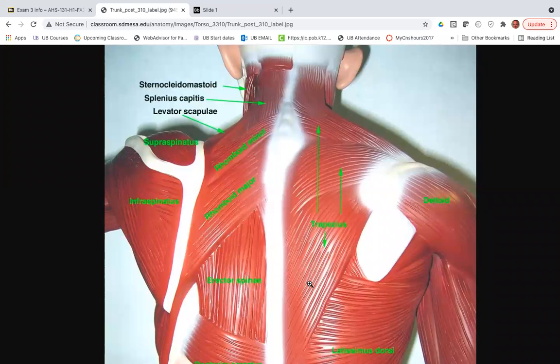And that kind of makes sense, right? I mean, the upper fibers and lower fibers would have to be antagonistic to one another. So if this elevates the scapula, this one would have to depress the scapula. Here you can see the posterior deltoid.